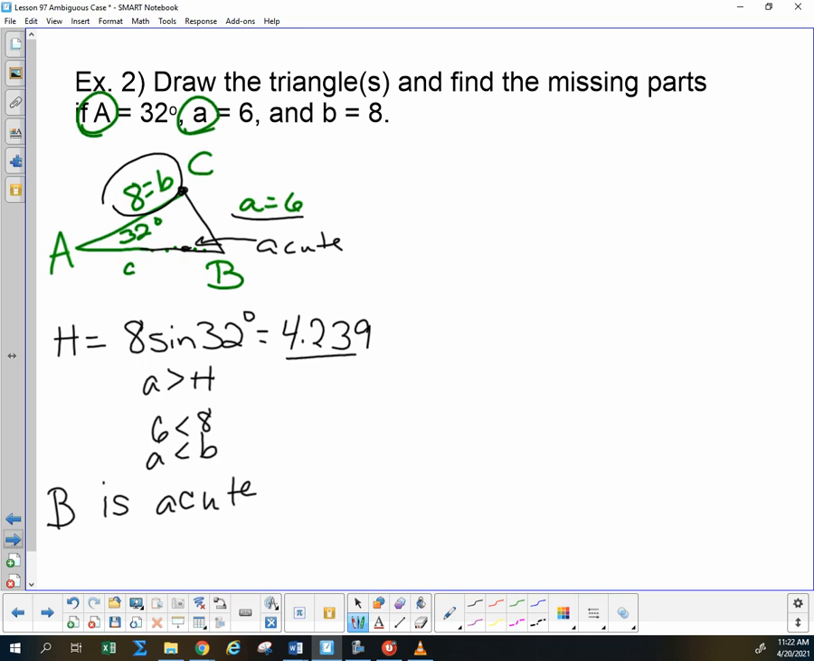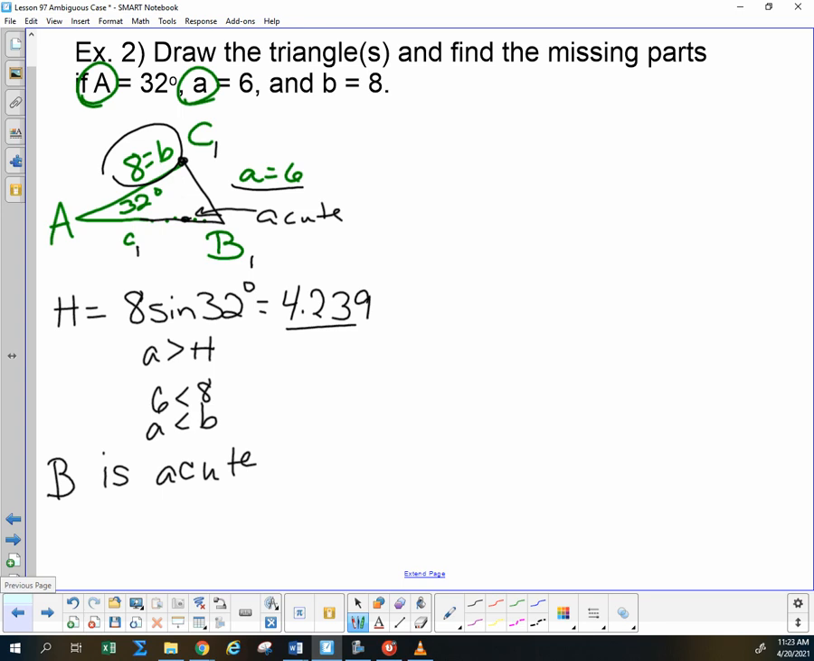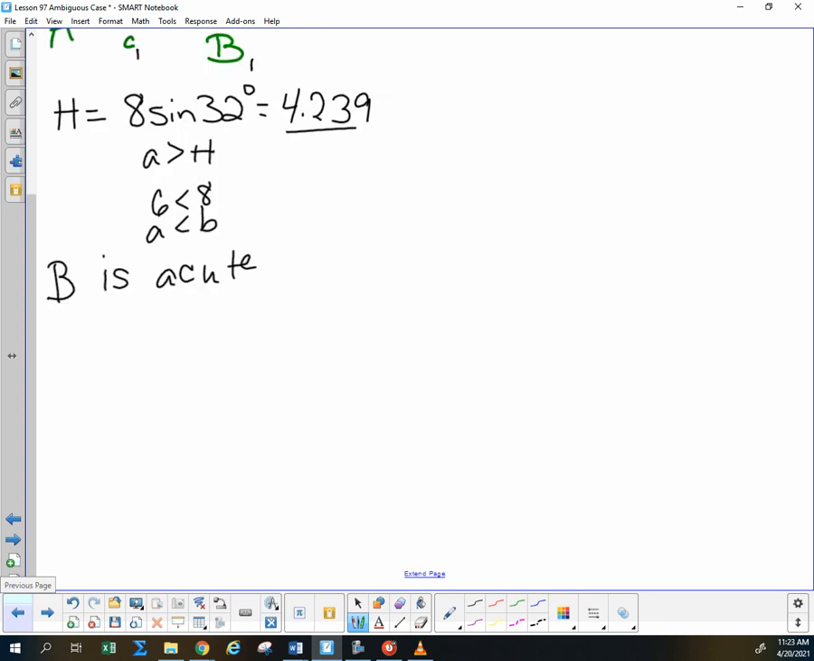Because it's going to be the ambiguous case, I'm going to get 2 sets of answers, so I'm going to use subscripts to tell them apart. This is going to be angle B1 and angle C1 and little side C1. The others were all given to begin with, so I don't need subscripts for them. We know the 32 and the 6. They are across from each other. They are an opposite pair. Our rule is if we have an opposite pair, we start off by using law of sines.